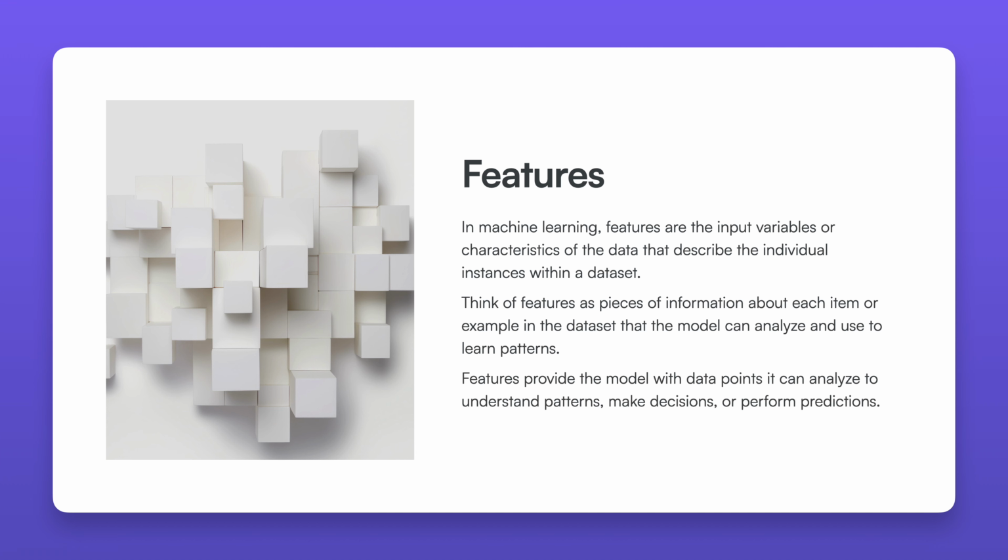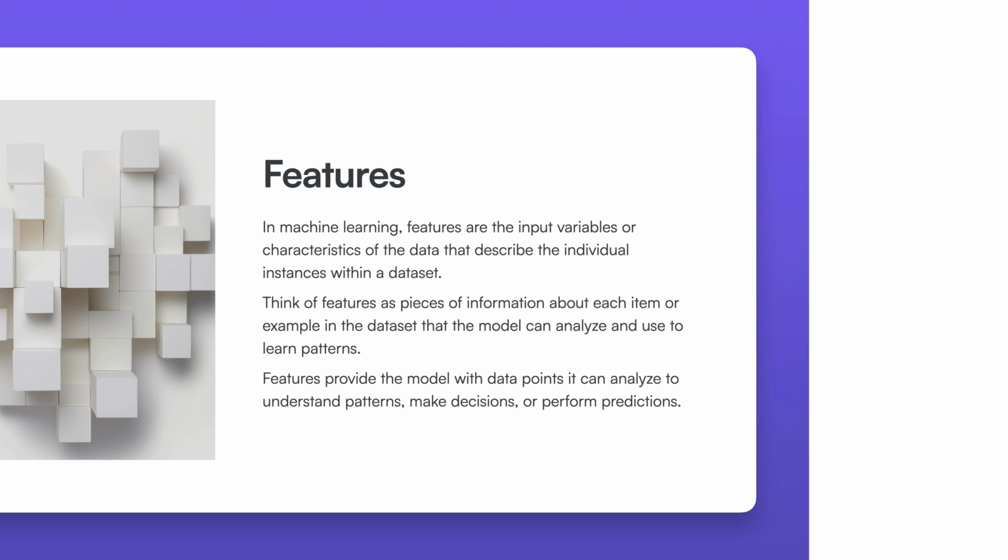Features are essential because they directly affect the model's ability to make accurate predictions. High-quality, relevant features allow the model to learn meaningful patterns and relationships within the data, while irrelevant or low-quality features can confuse or mislead the model, reducing its accuracy.